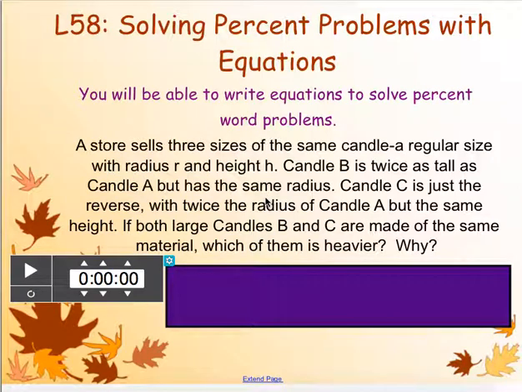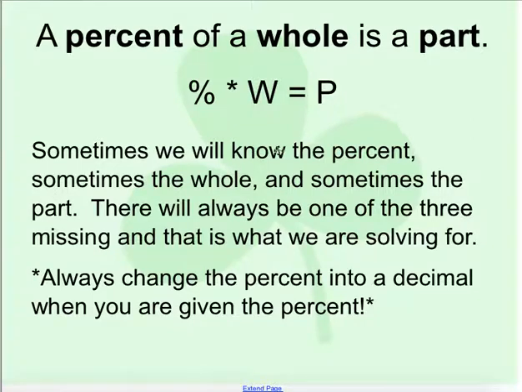Course 3, Lesson 58, we are going to be solving percent problems with equations. We've done this a few times with our proportions, but we're going to use an equation this time. When we do this, a percent of a whole is a part. So we represent that with an equation: percent times the whole equals the part. Sometimes we know a couple of these, but we'll always have one of them that we don't know.